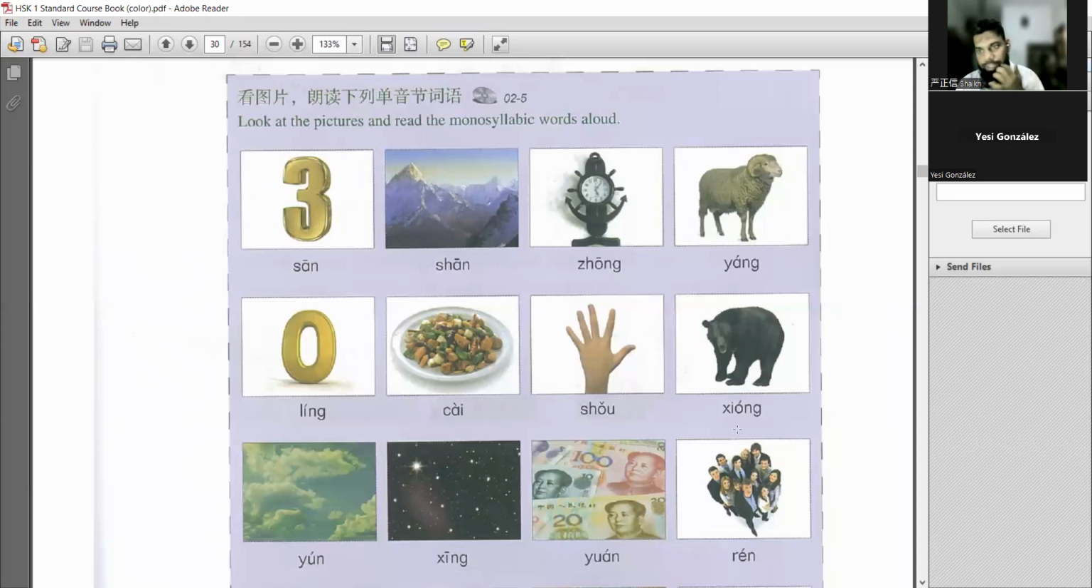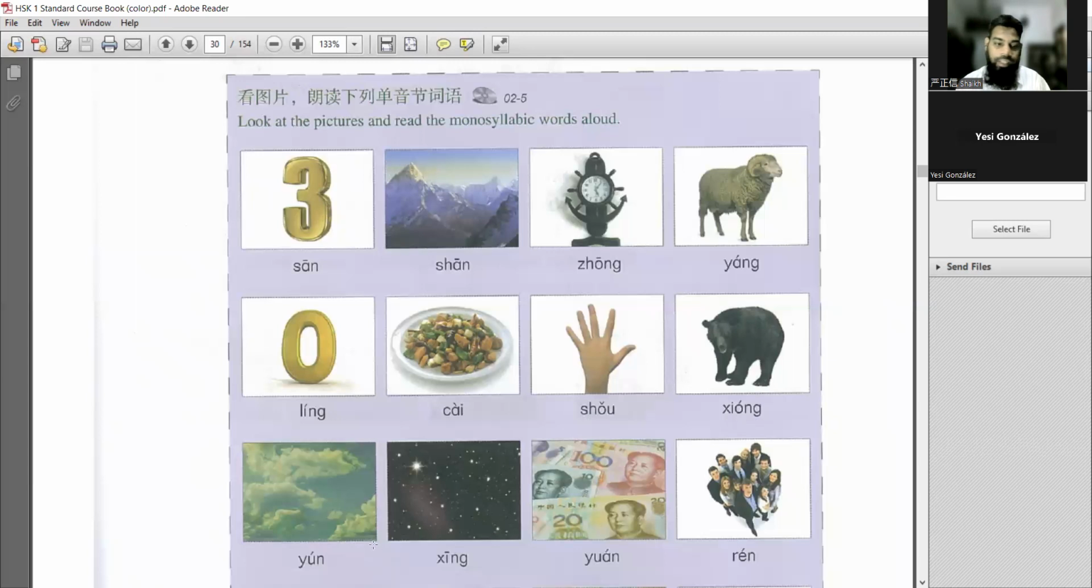And then we have Shou. Just a few minutes ago, I told you Shou Biao is a wristwatch. So Shou means hand and Shou Biao means a wristwatch. Okay, the watch which is worn on a hand. Shou Biao. And then we have Xiong. Xiong means a bear in Chinese.